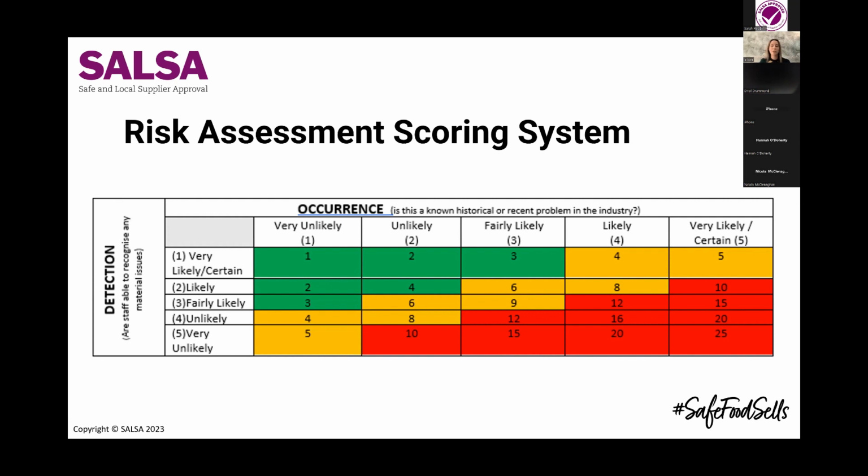Then what you want to do is assess how easy it will be for you to detect those issues on your raw material and packaging. And that's where you also give it a score. So you would score it a 5 if it's very unlikely for you to detect, or a 1 if you were very likely or certain to detect it. So it's about you knowing your raw materials and your packaging, and just carrying out a simple risk assessment.